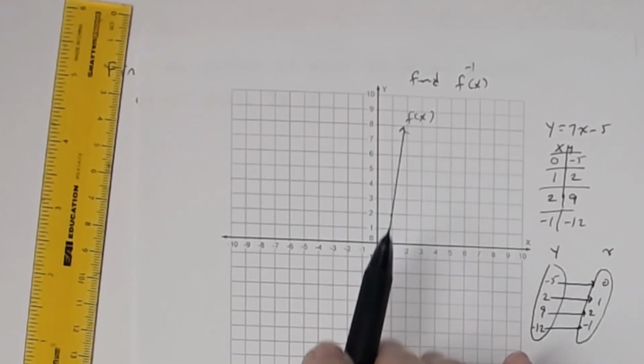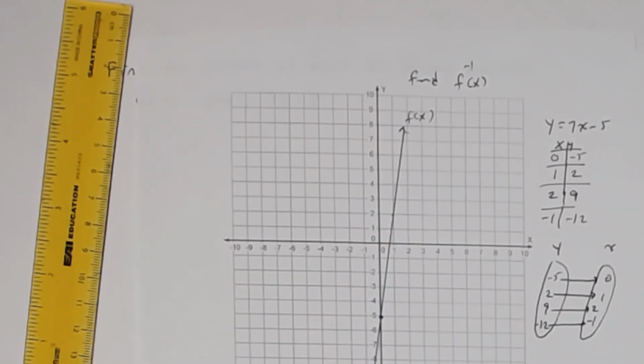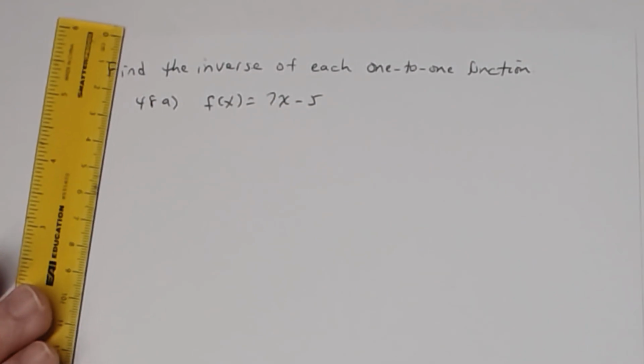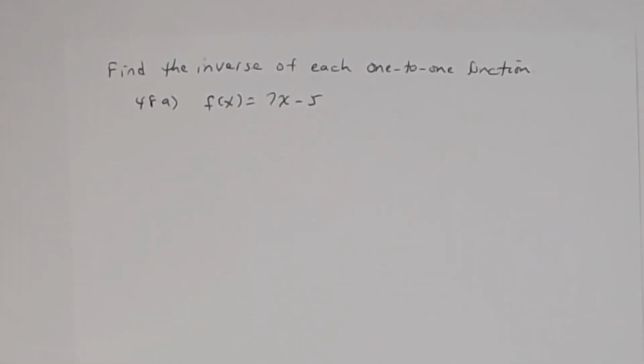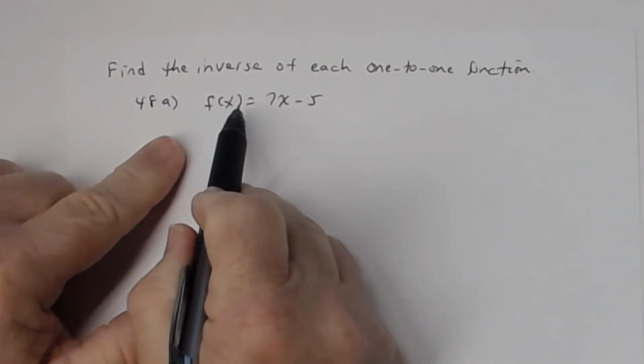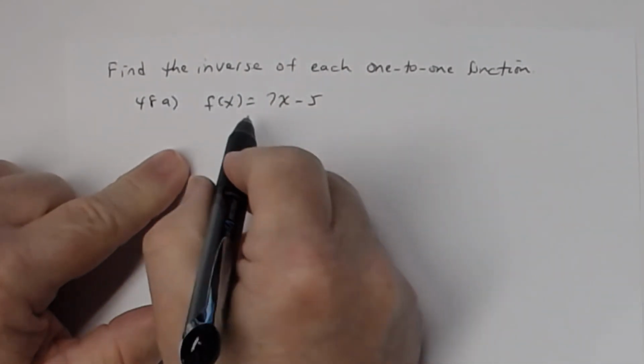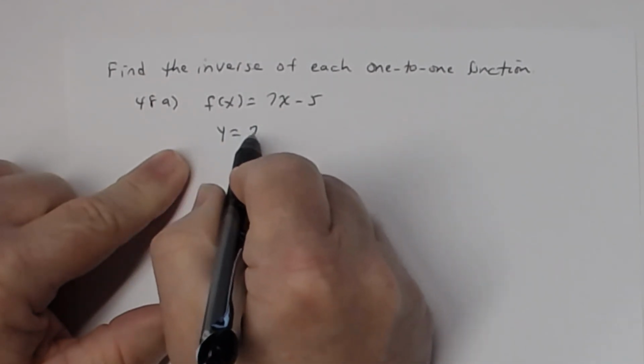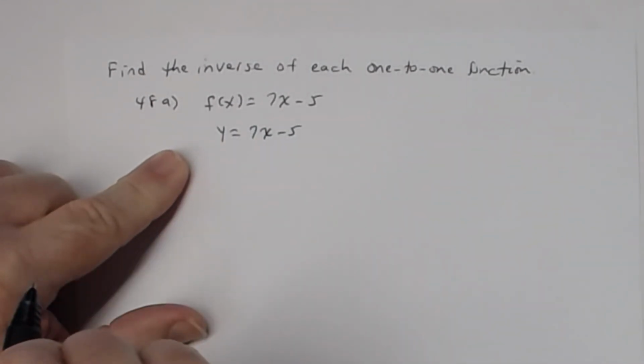And the fact that we have a one-to-one function means we can find the inverse. So we can find the inverse of this function, and we're going to do this algebraically. Let's remember the steps. Step 1 is to replace f of x with y. So we have y equals 7x minus 5.